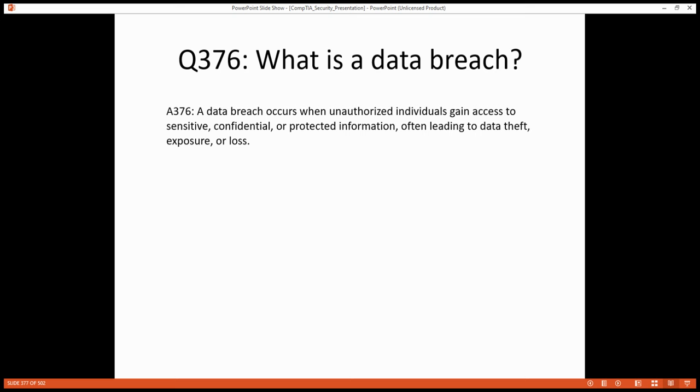Q376. What is a data breach? A376. A data breach occurs when unauthorized individuals gain access to sensitive, confidential, or protected information, often leading to data theft, exposure, or loss.